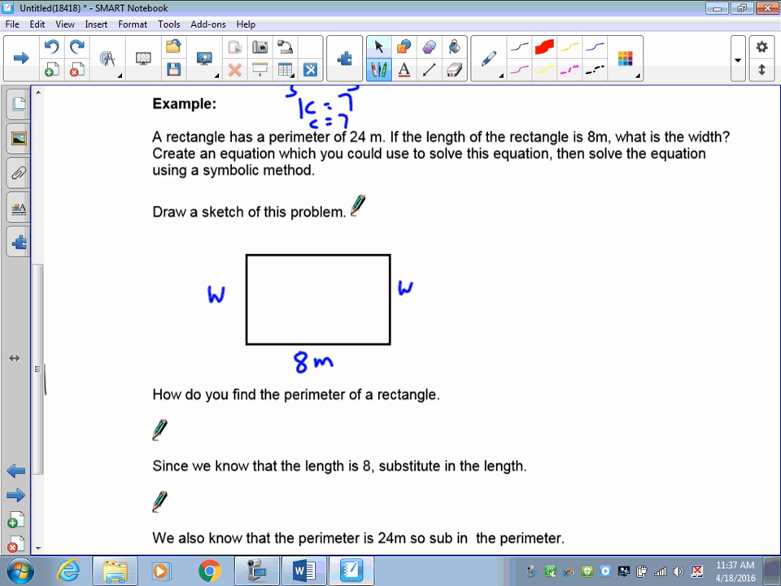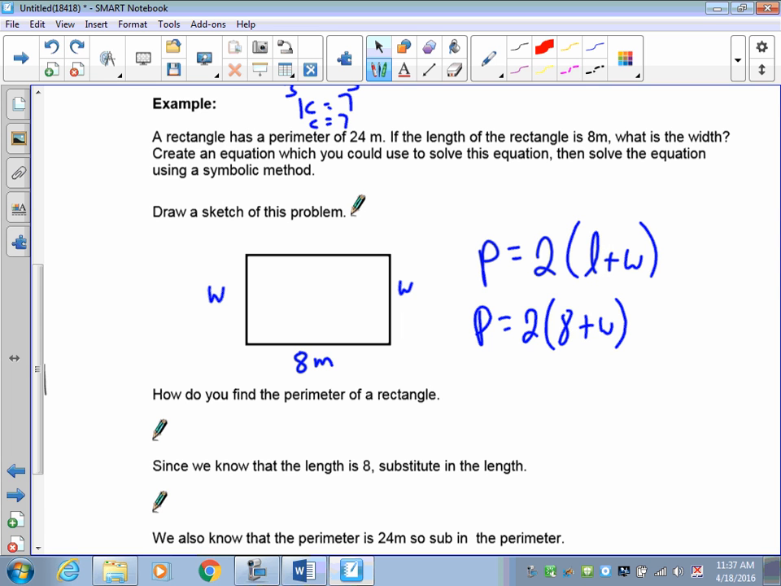So the perimeter is going to be equal to 2 lengths. Sorry, not lengths. Well, this is the first part, length plus width. This is the formula for a perimeter. All right? You do length plus width, and you just double it. So since we know some of this information, we know the perimeter is equal to 2 times the length, which is given as 8, plus W. We want to find out what W is. So there's your equation: P is equal to 2 times (8 plus W).